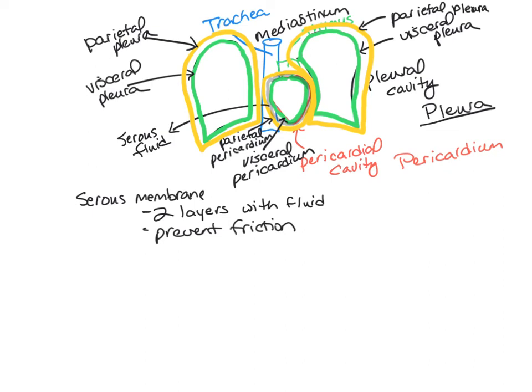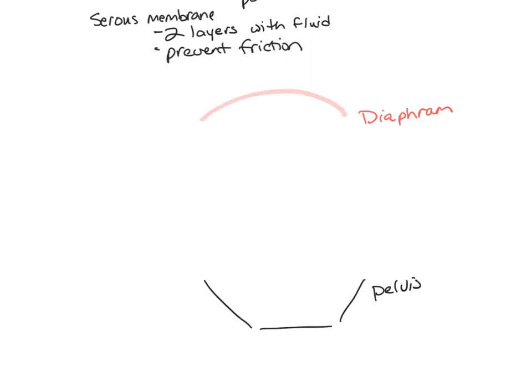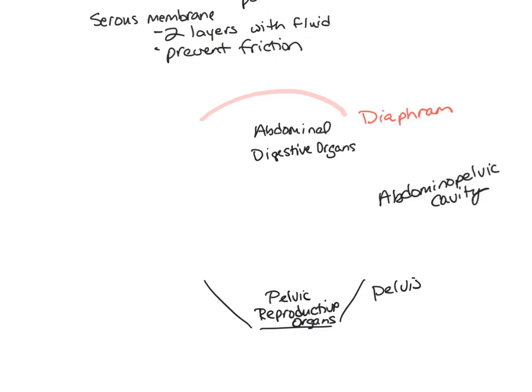Then we look at the abdominopelvic cavity. The abdominopelvic cavity extends from the diaphragm to the pelvis. There's a superior abdominal cavity and an inferior pelvic cavity. The abdominal cavity contains a lot of the digestive system organs, and the pelvic cavity contains reproductive system organs. There's no anatomical structure that separates the abdominal cavity from the pelvic cavity. That's why we run those two words together and we call it the abdominopelvic cavity.